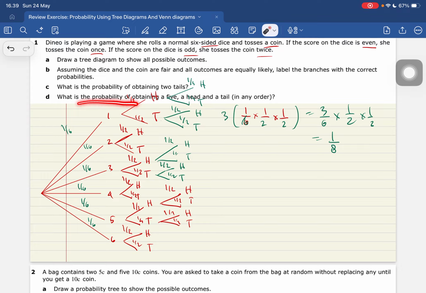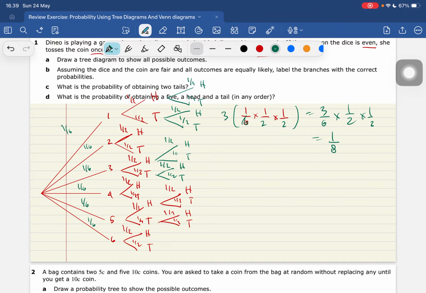So here, what is the probability of obtaining a 5, a head, and a tail, in any order? A 5, here 5, a tail, a head, and a tail. Okay, first is 5, head and tail. Second can be 5, tail and head, in any order. So here is 1 over 6 times 1 over 2 times 1 over 2. Here also the same thing, 1 over 6 times 1 over 2, and we multiply again by 1 over 2.